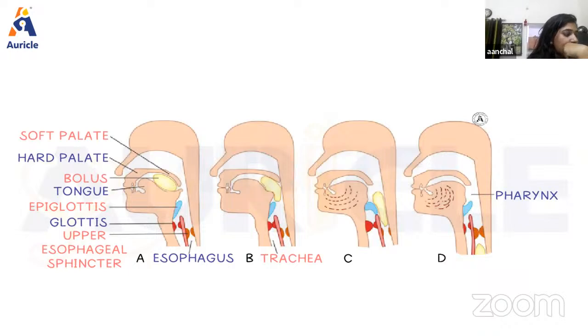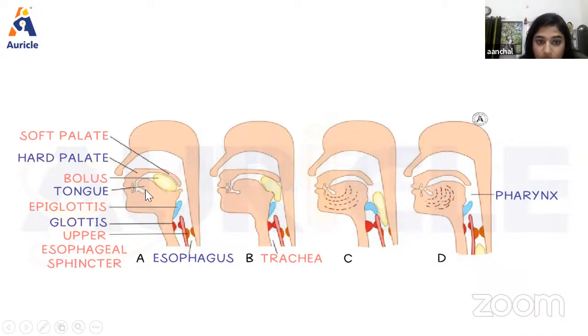In this stage, the bolus passes from mouth into pharynx by a series of actions which are very important, and we're going to discuss the series in detail. As we can see, here we have the soft palate, here we have the hard palate. This is the dorsal surface of tongue. This is anterior part of tongue, and this is posterior part of the tongue.